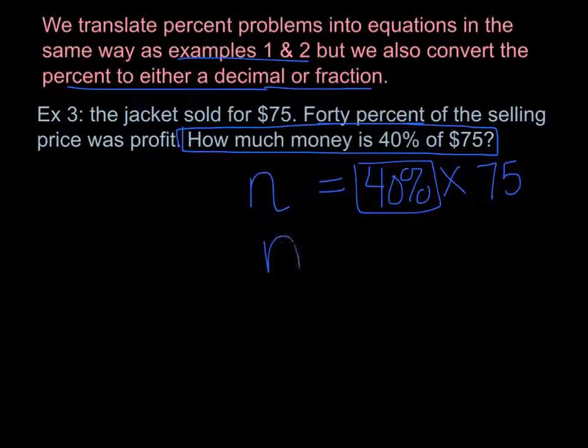So we have n is equal to, let's convert it to a decimal. Remember, when we're converting a percent to a decimal, we have to move our decimal 2 places to the left. 1, 2. So therefore, to make it a decimal, it becomes 0.4. Now, we just rewrite the problem, and we are able to solve. When we take 4/10 times 75, just like it is here, we get $30.